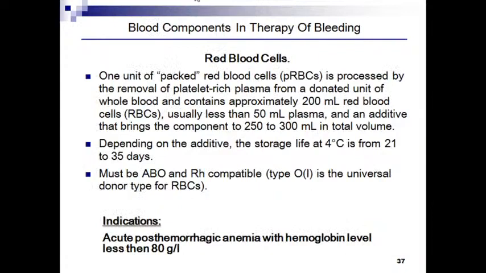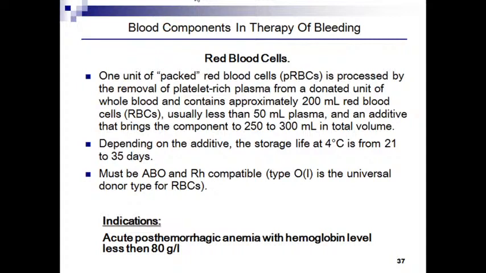And now brief characteristics of blood components in therapy of bleeding. You can use 3 types of blood components. First, red blood cells, packed erythrocytes. 1 unit of packed red blood cells is processed by the removal of platelet-rich plasma from a donated unit of whole blood and contains approximately 200 ml of red blood cells.